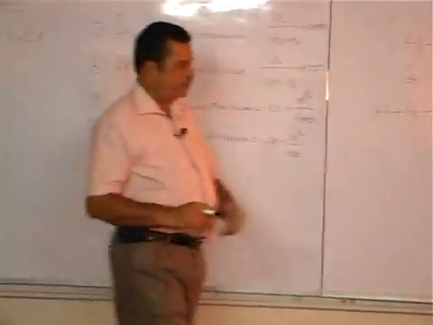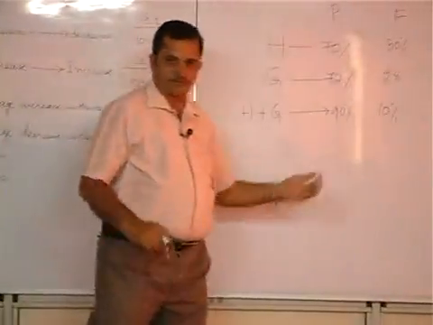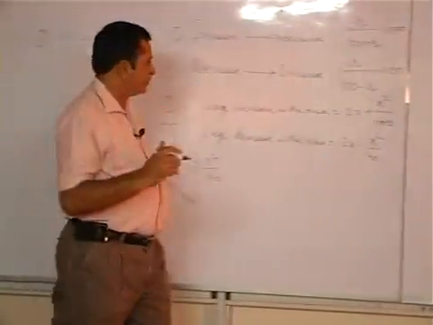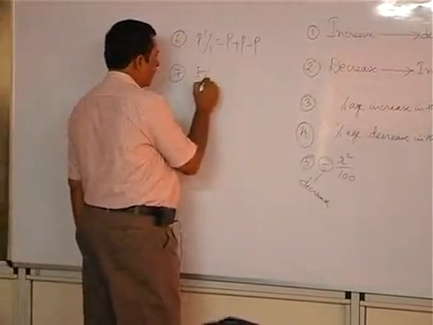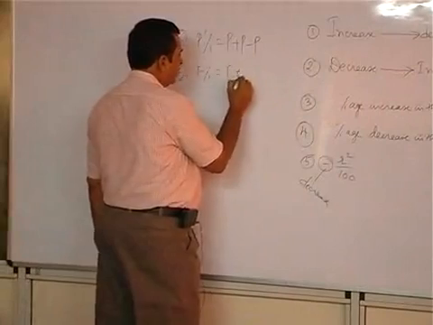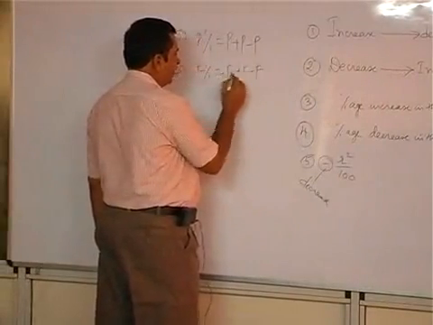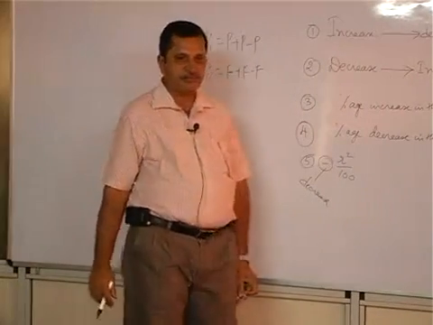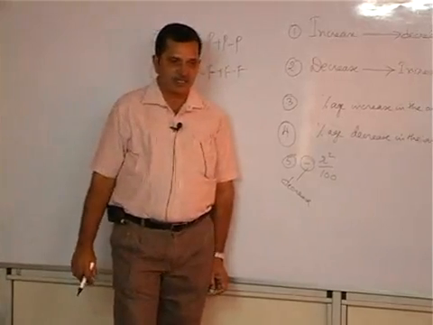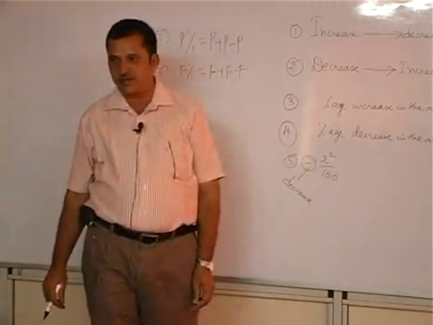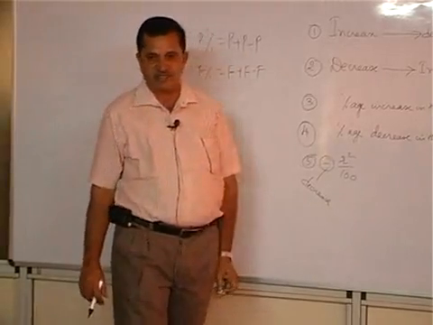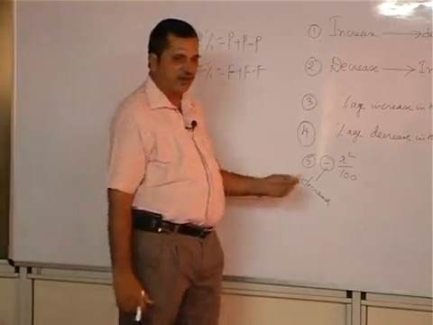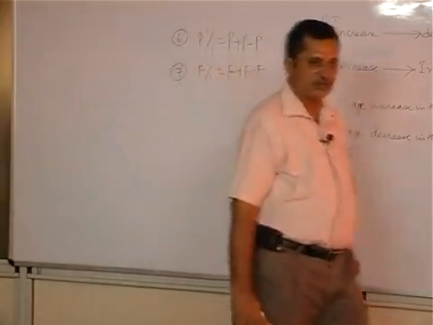Always remember you have to convert. Pass percent is equal to pass plus pass minus pass. Fail percent is equal to fail plus fail minus fail. If you want to find the fail percent also, you can do this.